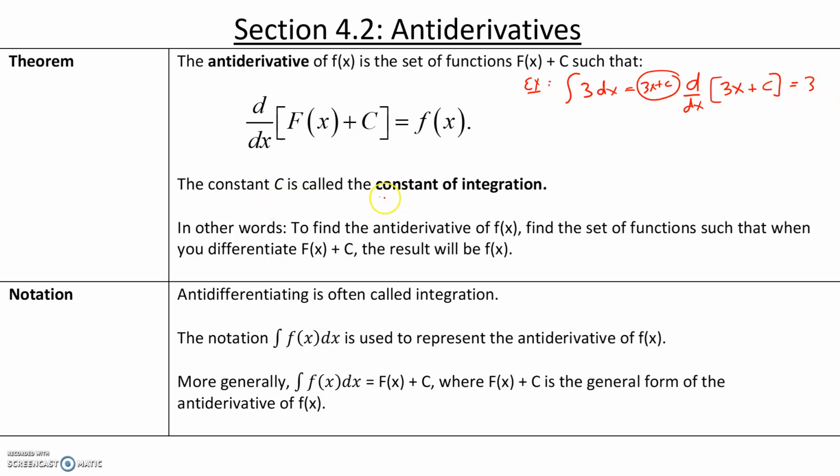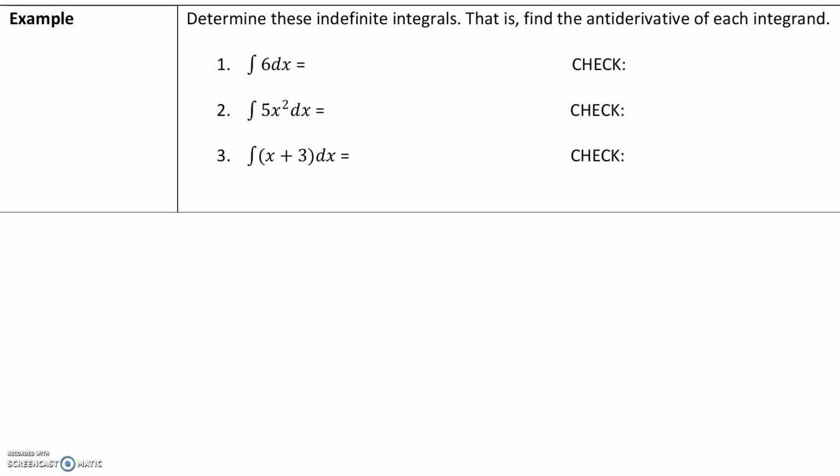Now the constant c is called the constant of integration. Anytime you take the antiderivative or the integral, you always have that constant of integration, because the derivative of a constant is going to be 0. So it doesn't show up in the antiderivative problem, but it is still there. In other words, to find the antiderivative of f of x, find the set of all functions so that when you differentiate f of x plus c, the result will be f of x. Antidifferentiating is often called integration. So this is the notation for it, the integral of f of x dx, and it equals f of x plus c, where this is the general form of the antiderivative of f of x.